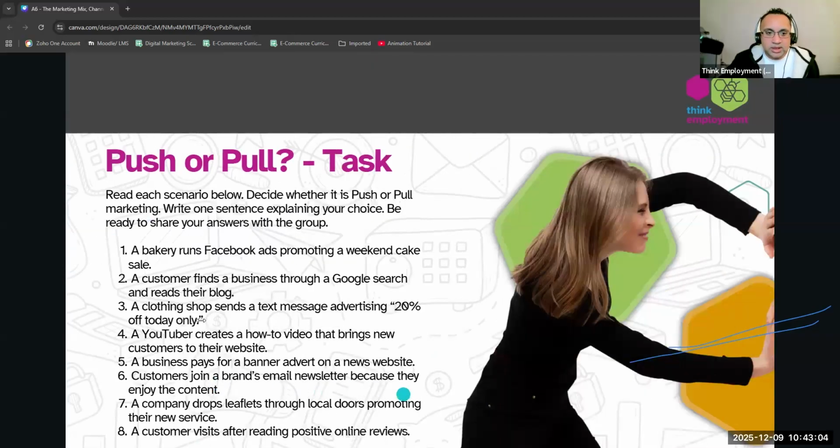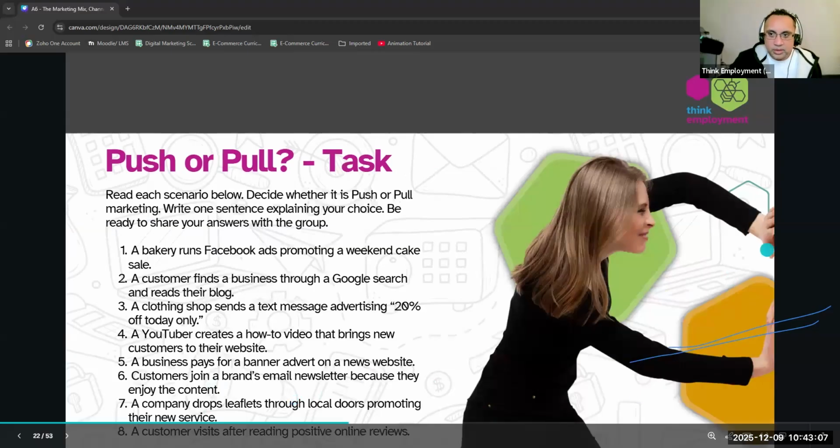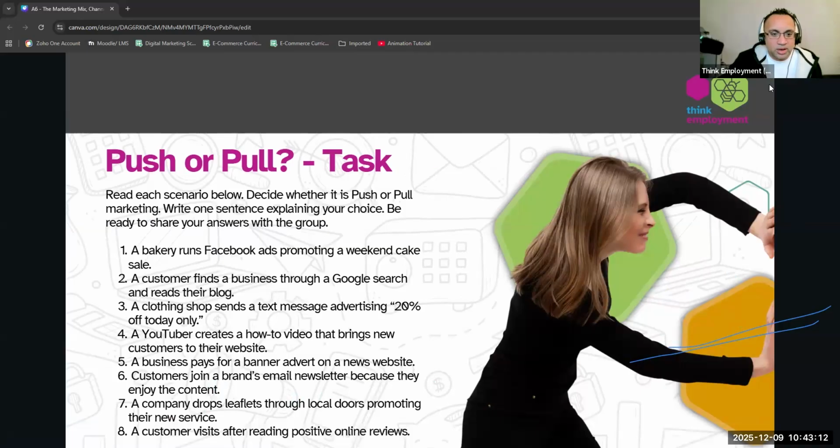Okay, so I've got a task for you. Read each scenario below. You've got the different scenarios. Decide whether it's push or pull marketing, and write one sentence explaining your choice. Be ready to share your answer with the group. What I want you to do is, in the chat, read the scenarios and then put something like one, push or pull, two, push or pull, three, push or pull, and so on, and do all eight. Go through them and see which one is push or pull. You can also discuss it in the chat.